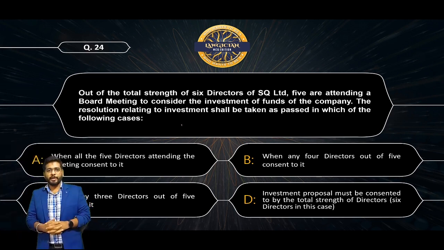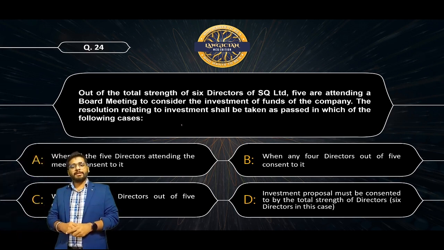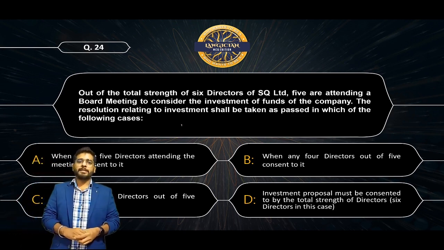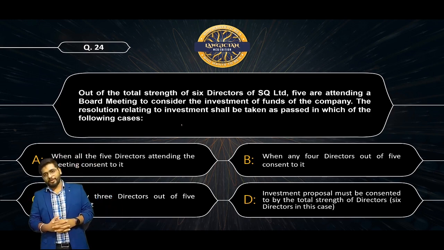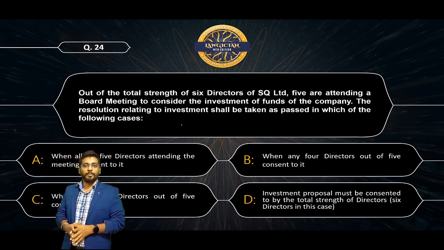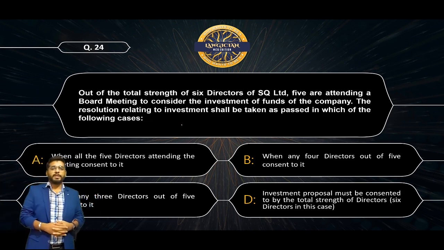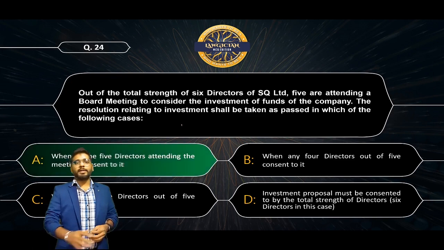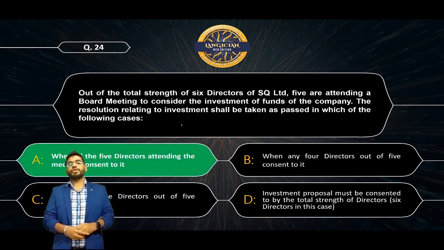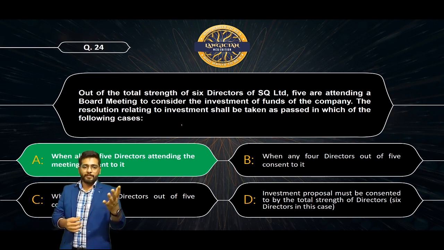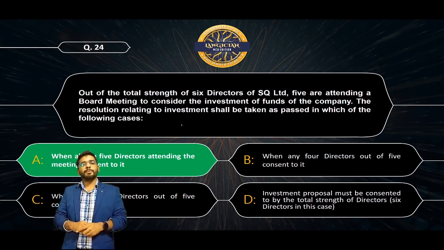And the answer is, sir, all the 5 directors, or 4, or 3, or D? What is the answer? If you have read section 186, if your revision is thorough, if you have understood the provisions, then now I can tell you the answer. Of course, the answer is A. That is, all the directors who are present at the meeting should agree to invest the funds of the company wherever they are deciding to invest.